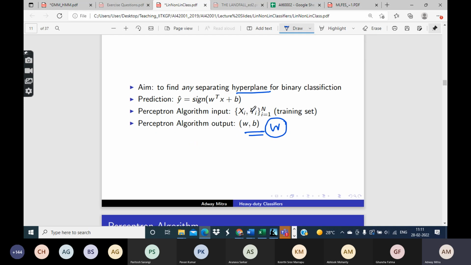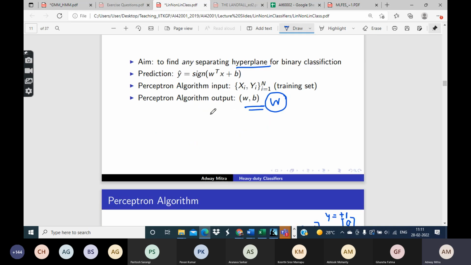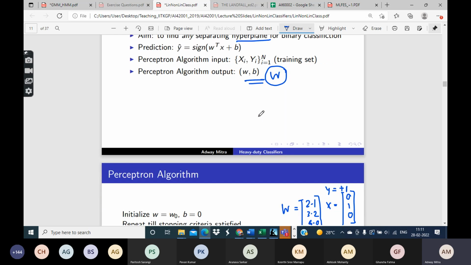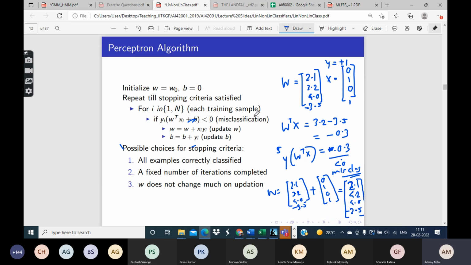Basically our aim is to find any such hyperplane or linear classifier such that all the points belonging to one class are on one side and all the points belonging to the other class are on the other side. Whether such a hyperplane actually exists or not depends on the dataset.